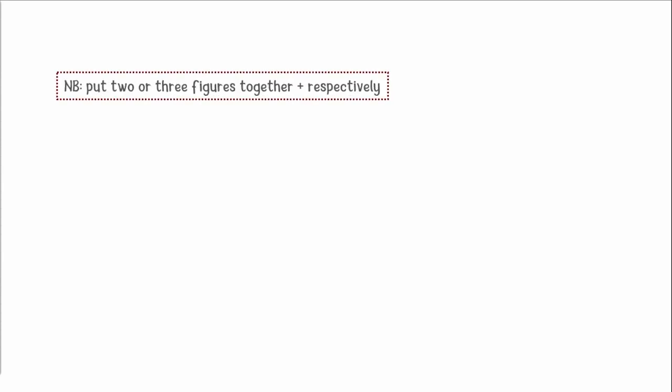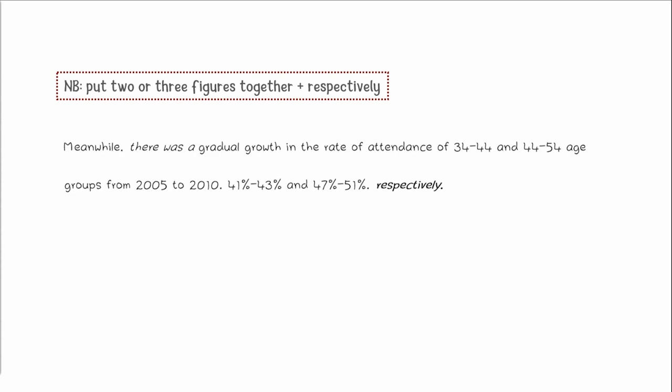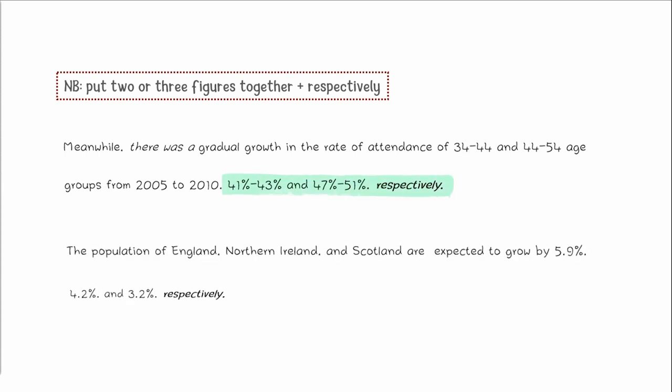Additionally, if you want to add figures in your report, this is the way to go. Put 2 or 3 figures together, then add the word respectively at the end of your sentence. Here are some examples. Meanwhile, there was a gradual growth in the rate of attendance of 34 to 44 and 44 to 54 age groups from 2005 to 2010, 41% to 43% and 47% to 51% respectively. The population of England, Northern Ireland, and Scotland are expected to grow by 5.9%, 4.2%, and 3.2% respectively.